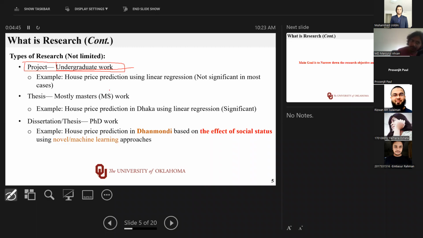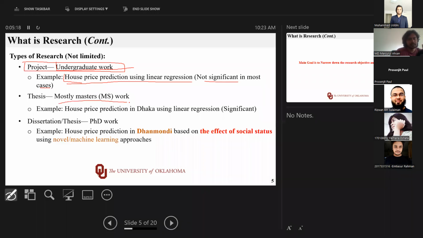If I give you an example, it's like house price prediction using linear regression. Not significant in most cases, because you can see tons of examples on Google and in many places. So what happens is you just get some hands-on practice on a project and you write a report, it could be like 10 to 15 or 20 or 25 pages, that's it. So this is actually a project.